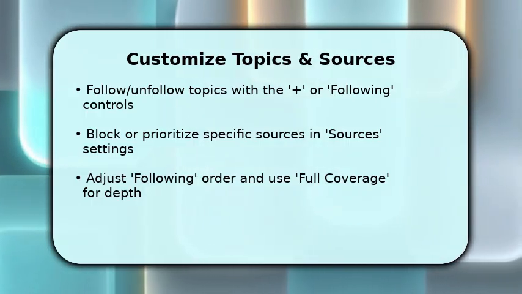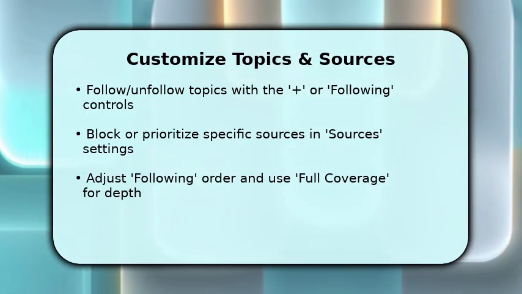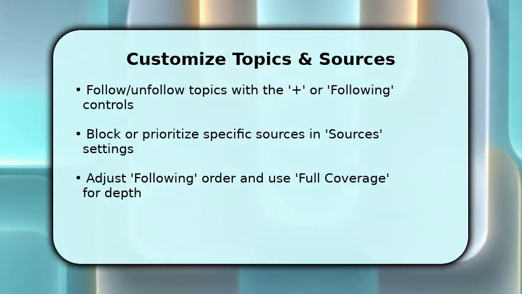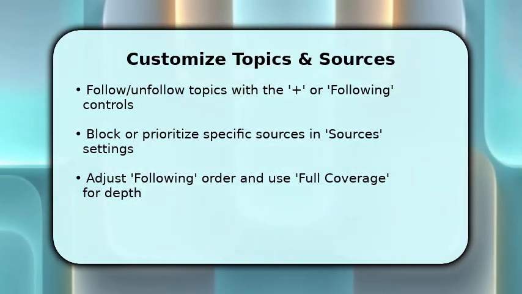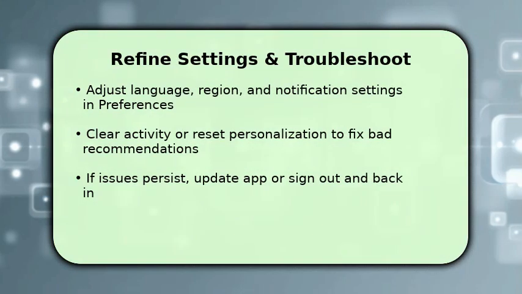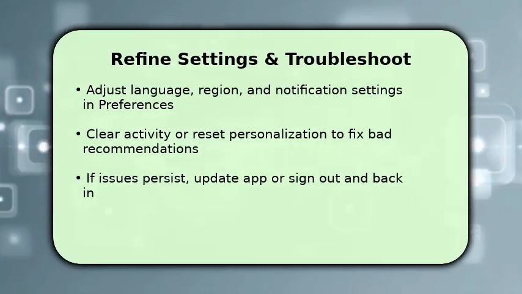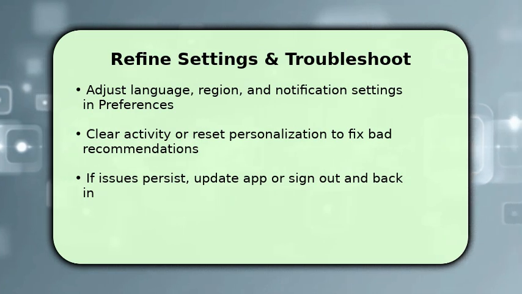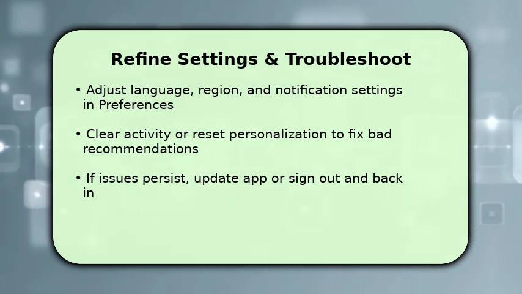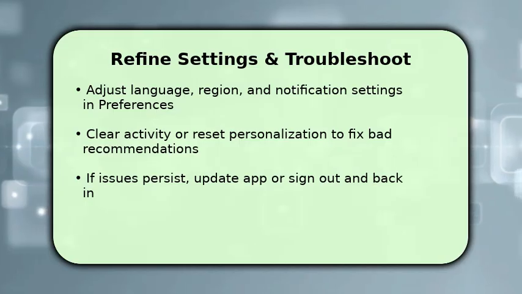Make sure to use full coverage on stories you care about. This gives broader context and prevents repeated similar articles from filling your feed. Finish by refining preferences. Set language, region, and notification frequency so results match your intent. You can also clear search and watch history or reset personalization if the feed is still off.